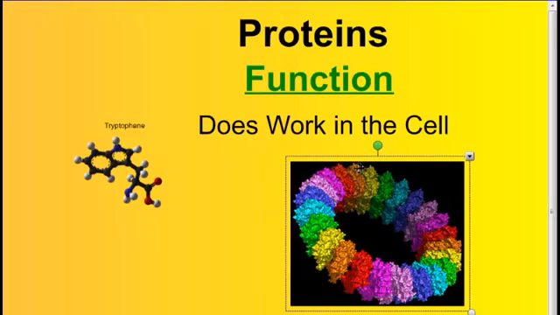This one, the job of this is to make an opening in your cells so that things can get in and out. And you see it's shaped like what it's supposed to do. This is a pore protein or a channel protein, and this open area in here looks like a donut. It's where things get in and out of the cell. So proteins do work in the cell.